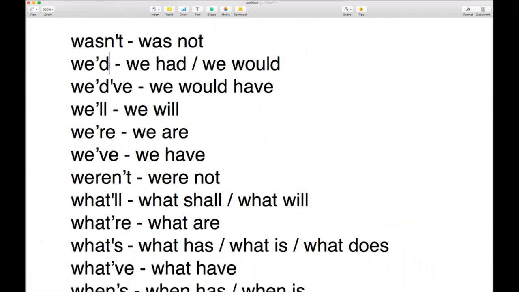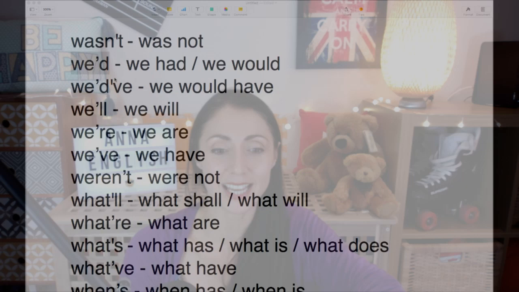Weed. Make sure that E is long. This is short for we had or we would. So I might say to you, look, it's getting late. We had better go. It would be wise for us to leave. It's getting late. We'd better go. Bye.